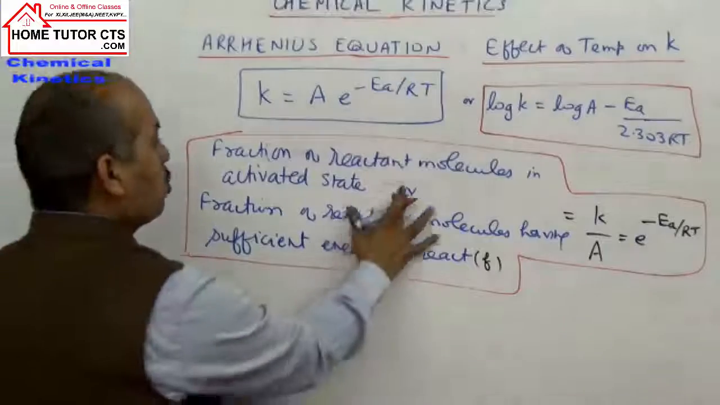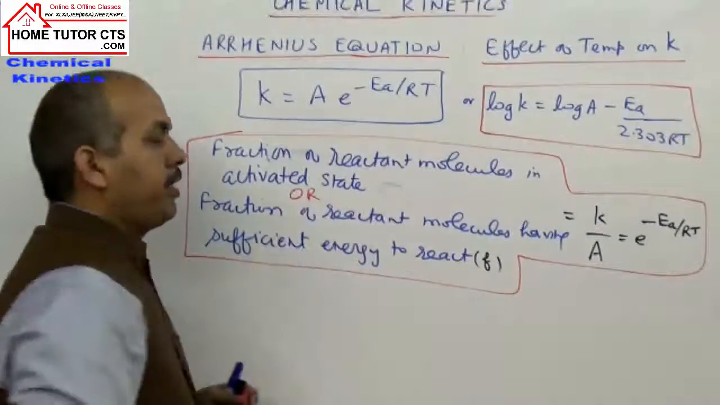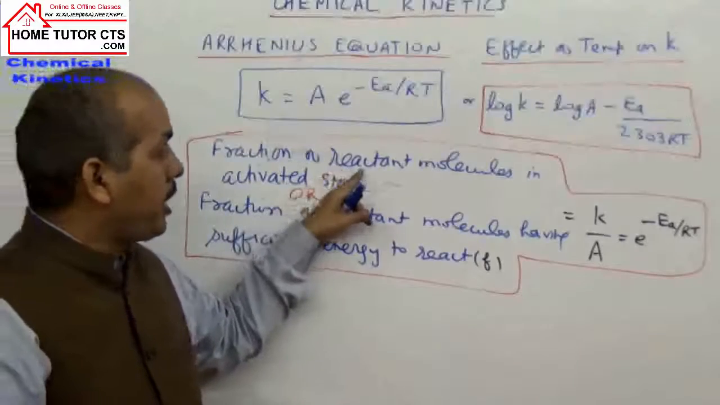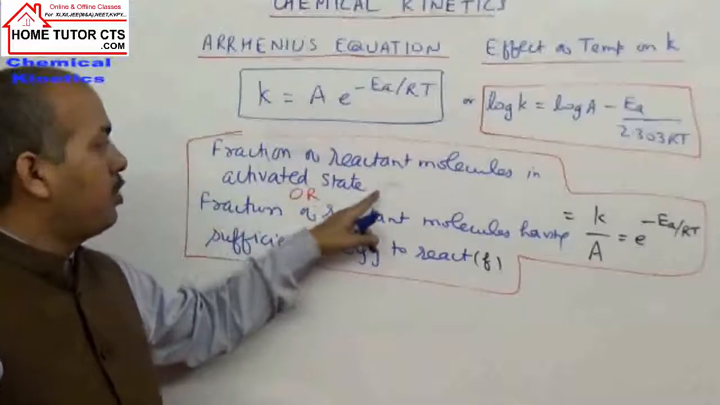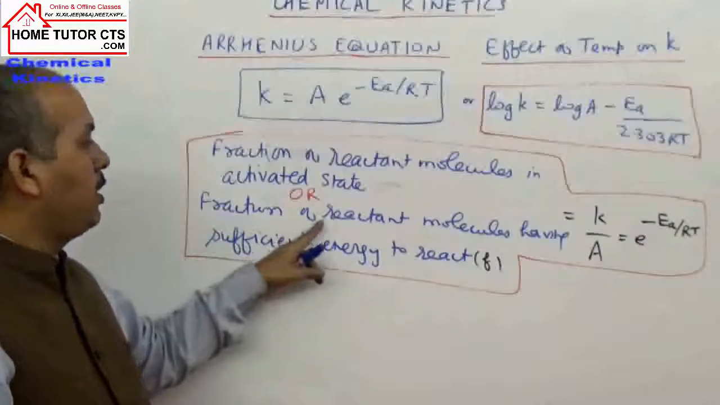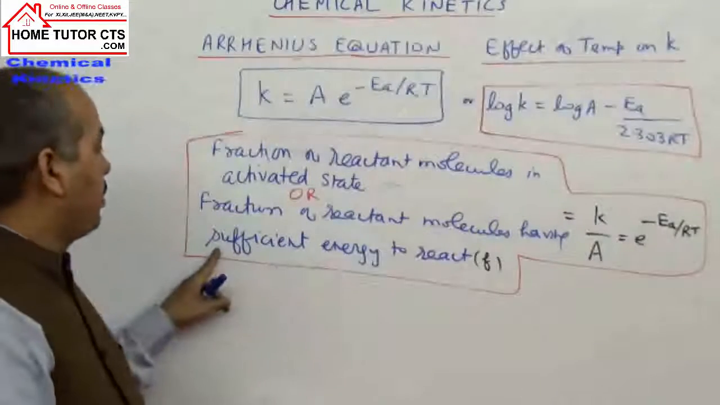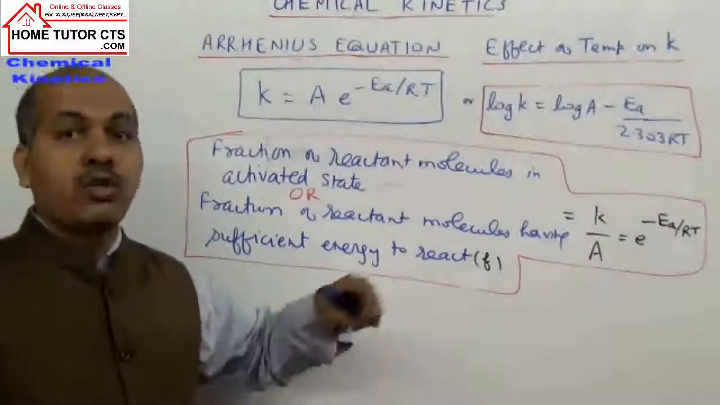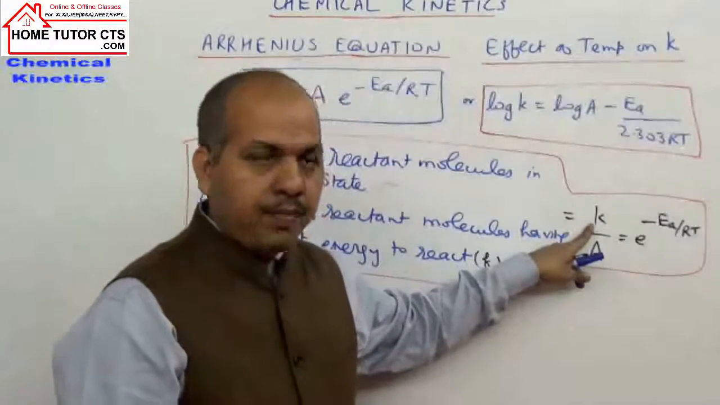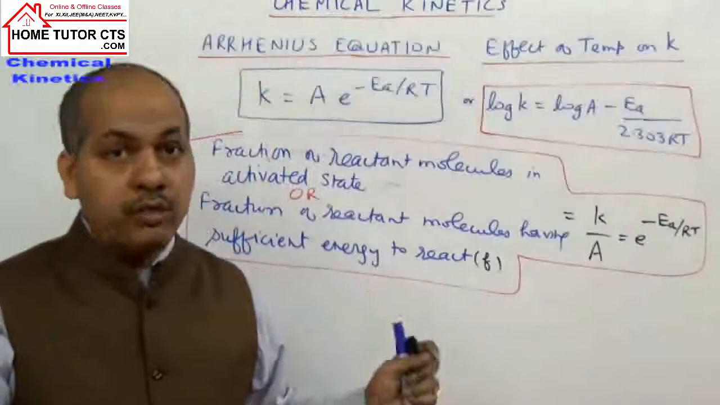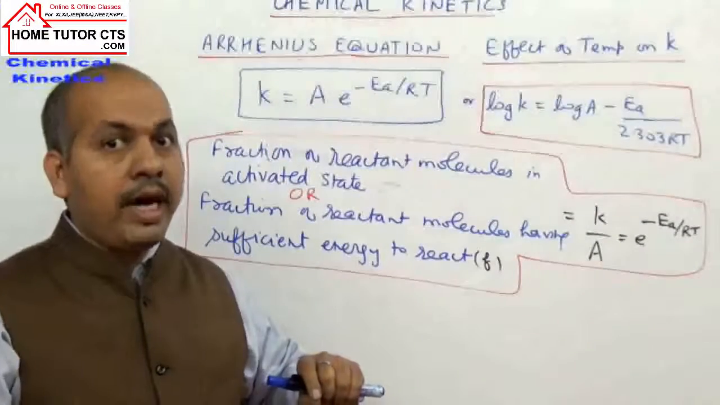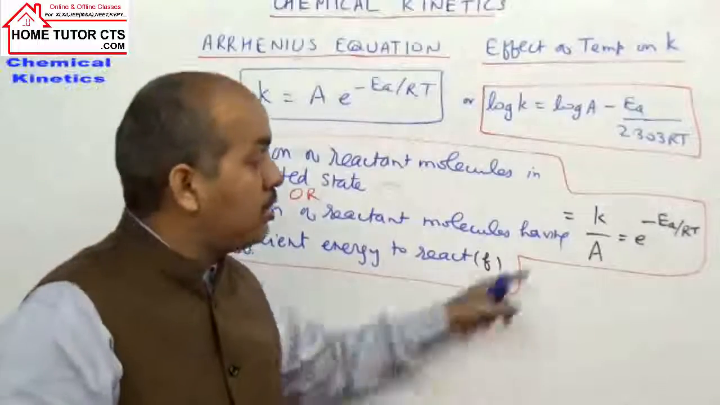So in questions they can use two phrasings here. What is the fraction of reactant molecules in the activated state or in the transition state, which is the same as the fraction of reactant molecules having sufficient energy to react or to cross the energy barrier. K will signify effective collisions and A signifies the total collision frequency of molecules having proper orientation. Out of those many collisions, what fraction is effective?